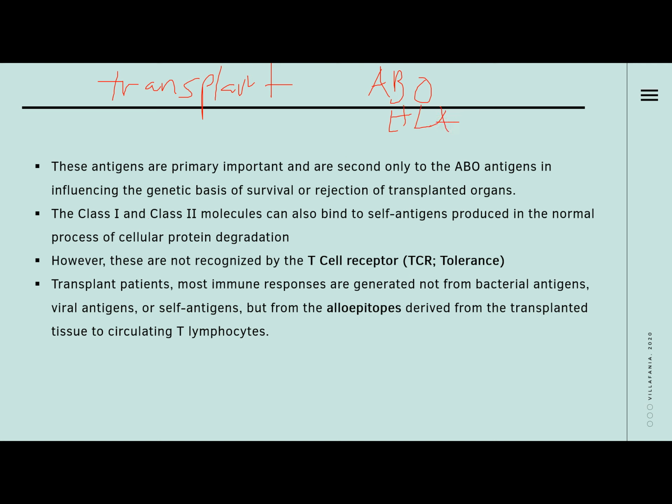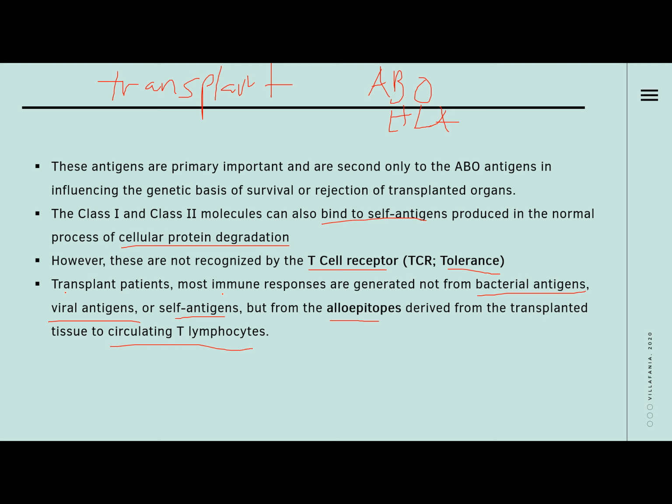The second basis, class, would be the HLA testing. Now, the class 1 and class 2 molecules can also bind to self-antigens produced in the normal process of cellular protein degradation. However, these are not recognized by the T cell receptor, producing a so-called tolerance. In transplant patients, most immune responses are generated not from bacterial antigens, viral antigens, or self-antigens, but alloepitopes derived from the transplanted tissue to circulating T lymphocytes. So take note of this, class.